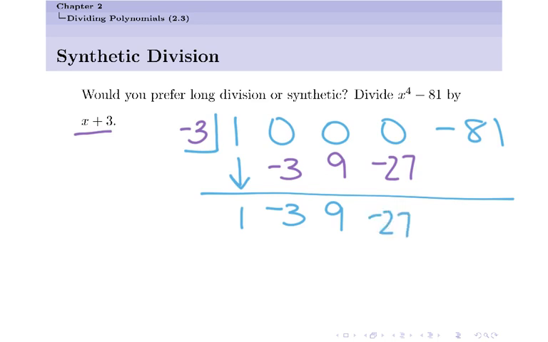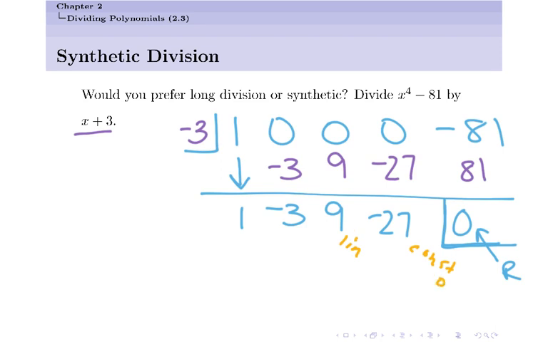Negative 27 times negative 3 is a positive 81. Combine them, I get 0. And remember, underneath the constant in this box, that's your remainder. Now I go backwards. This is my constant. This is my linear term.